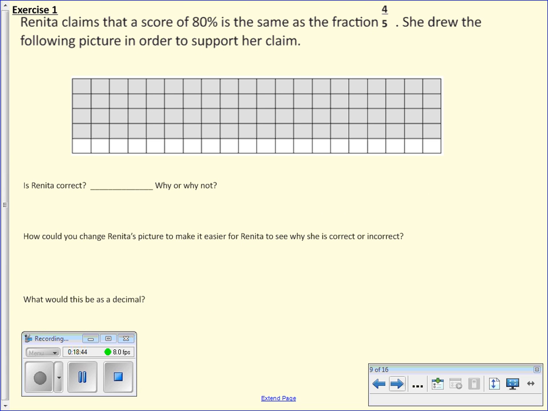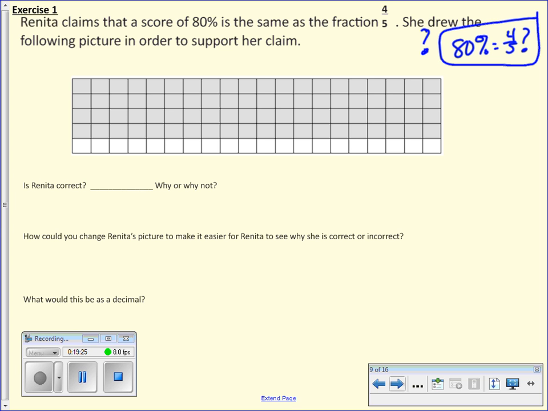All right, let's take a look at this picture. Renita claims that a score of 80% is the same as the fraction 4/5. She drew the following picture in order to support her claim. So we're trying to prove, if you want to write it over here, 80% equals 4/5. That's the question. That's what we're trying to find out. Does 80% equal 4/5? When we did this last period, we did all the work and then we forgot what the question was.